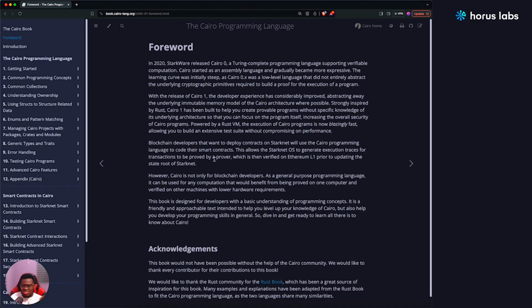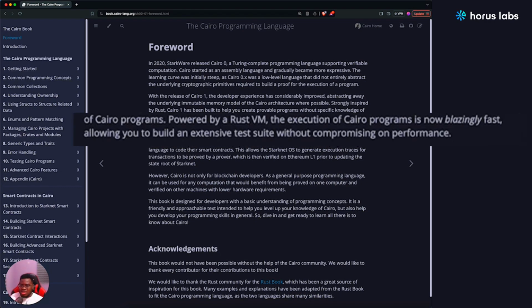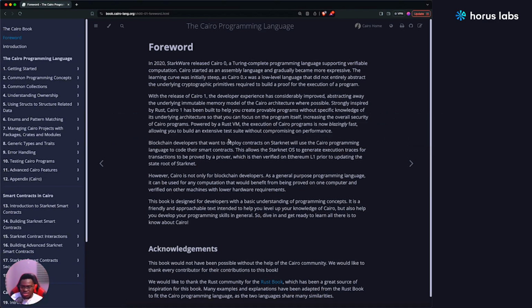And thanks to the Cairo virtual machine being powered by Rust, the execution of Cairo programs is blazingly fast, which means you can build extensive test suites without compromising on performance. Cairo is an amazing programming language.